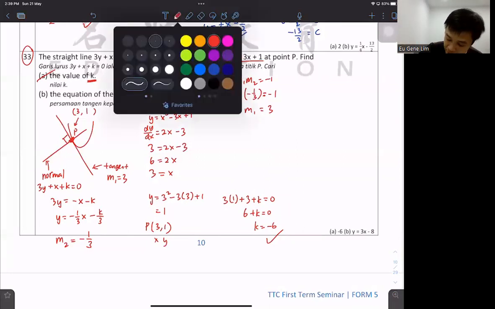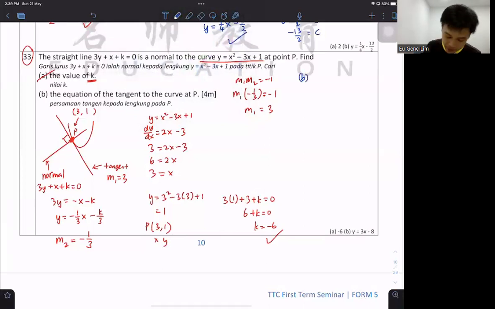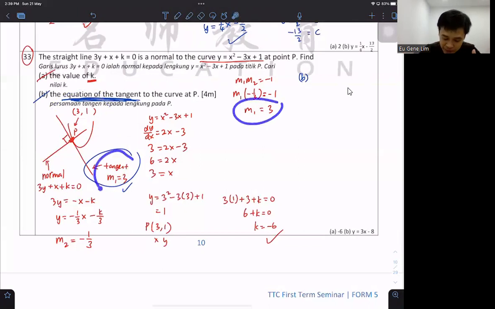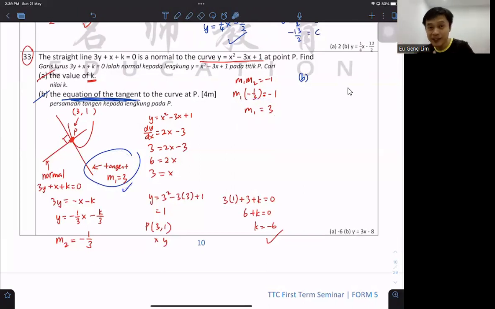Okay, next, question B. I use another color. Now question B asks you to find the equation of the tangent. Where is the tangent? Here. y equals mx plus c, right? Because for the tangent you already have the gradient, the gradient is 3, right? So that's why I say you draw, then every time you find something, you label. Oh, you find out M1 is 3, label it, then it will help you to do faster, okay?